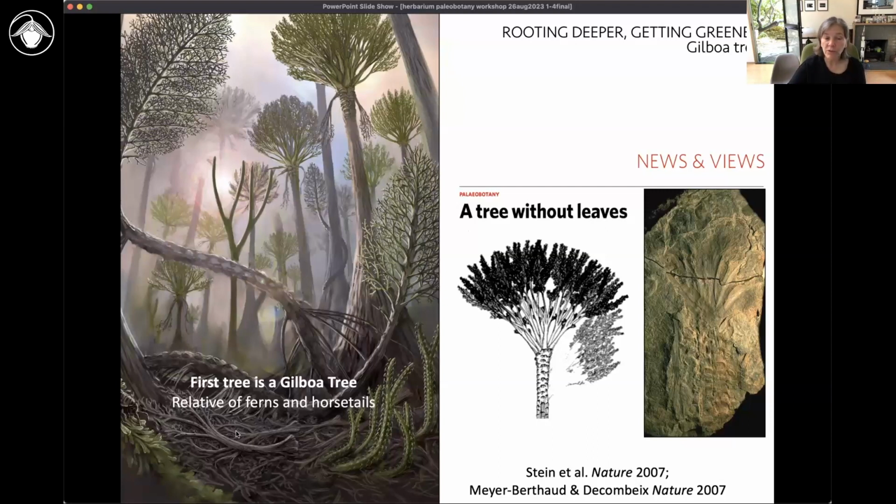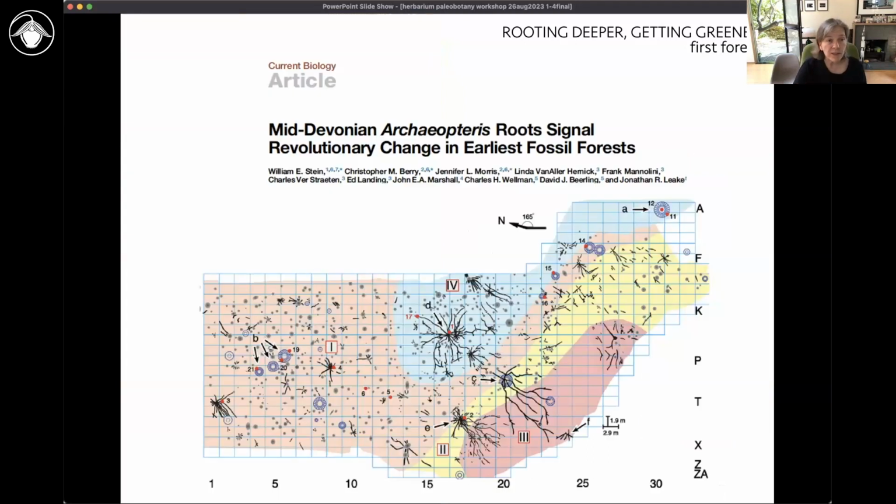So this Gilboa tree, because they now had more information on the structure at the top and combined with the base, they were able to fit it in the group of ferns and horsetails. So it's a relative of ferns and horsetails. So the people who did these studies, they continue to do research in that area, and they found a locality with a fossil soil as well.